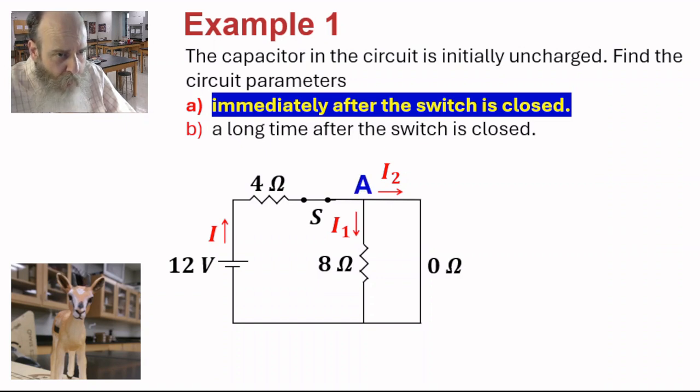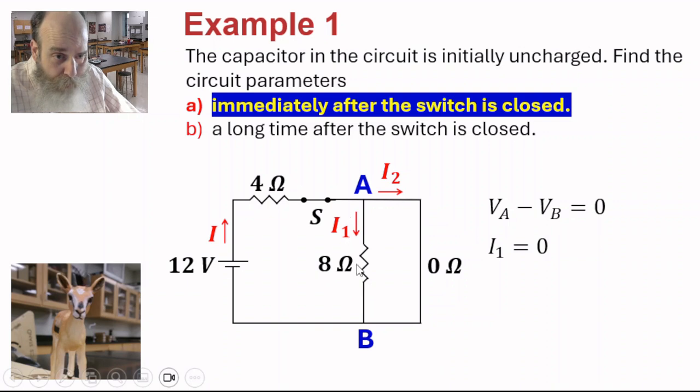Now let's look at these 2 points, A and B. Since they are connected by a 0 resistance wire, there must be no potential difference between the 2 points. So VA minus VB equals 0. If that is the case, then the current I1 must be 0. Because if the current I1 was not 0, then there would be a voltage drop across the 8 ohm resistor, and VA would not equal VB. So I1 equals 0.